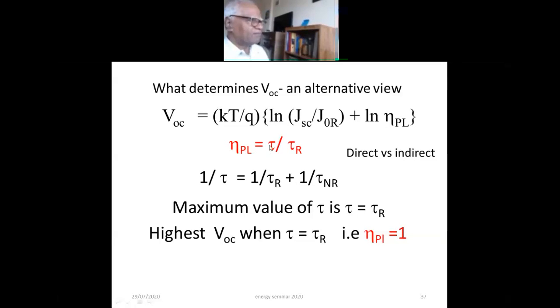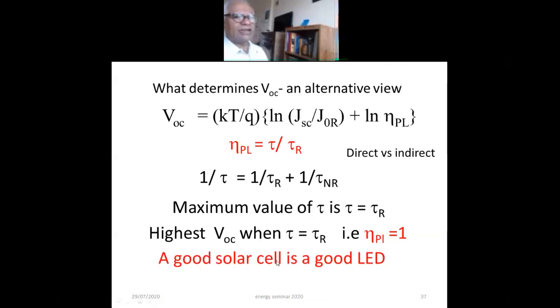And that happens when tau is equal to tau_r, when the lifetime is equal to the radiative lifetime. In practice, of course, your lifetime is given by 1 over tau equals 1 by tau_r plus 1 by tau_nr. So reducing the non-radiative part, and that means reducing J_0, is crucial to getting a high V_OC, and high V_OC comes when tau equals tau_r. What this means is a funny result: a good solar cell is a good LED.